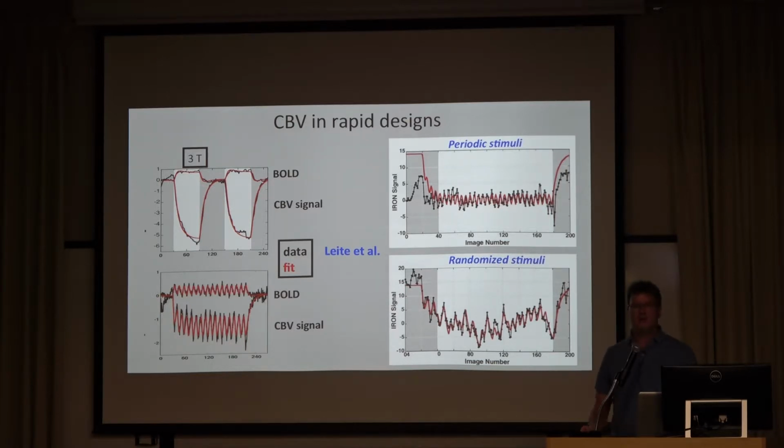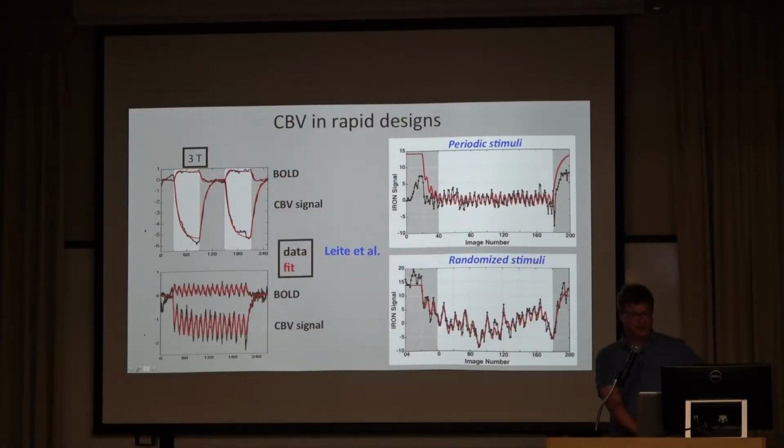So can we do much more rapid? One possibility is that you just try to saturate this slow response. This is data from a monkey. If you do a block stimulus, you get this nice big slow increasing response, right?